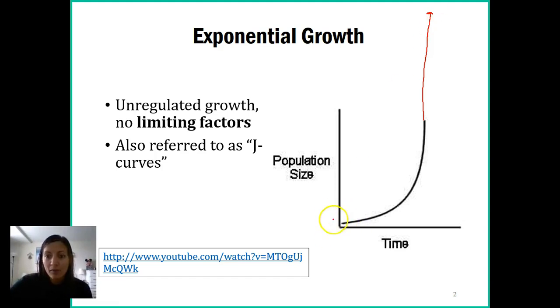So we have a low population in the beginning, and then over time we get this shooting up. Now this does happen in nature, and what I'd like you to do is actually take a look at this YouTube video, and it actually shows you an example of an organism that exhibited exponential growth, and you can see kind of the devastation it had in its environment.